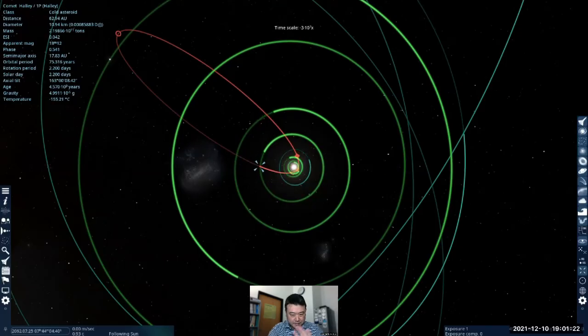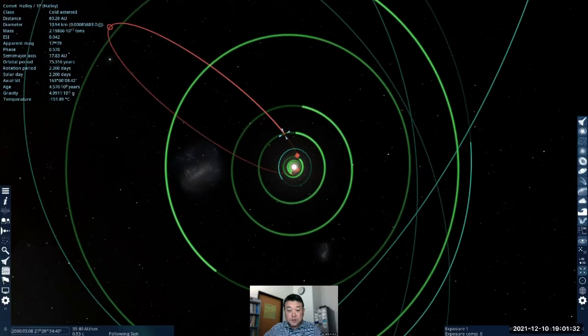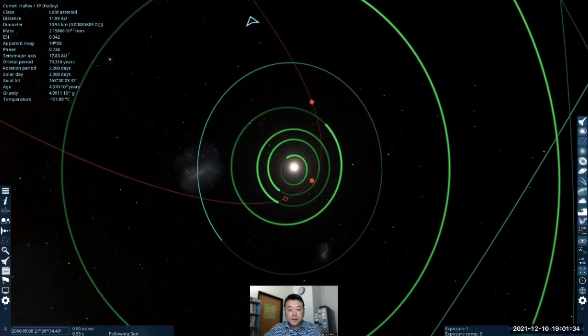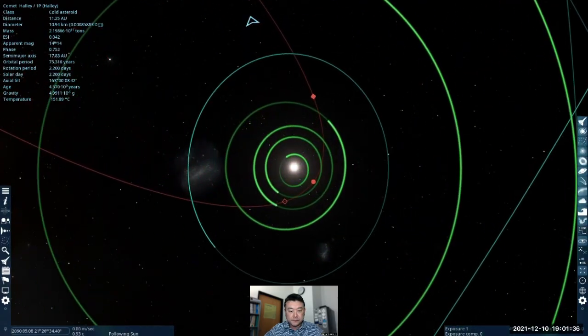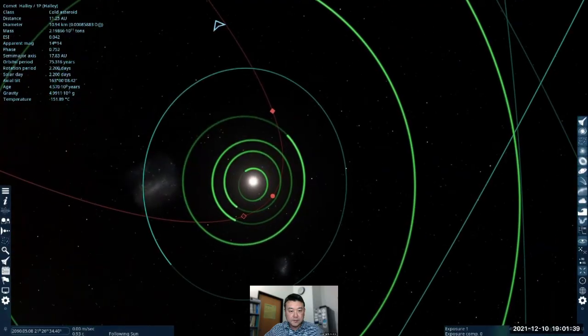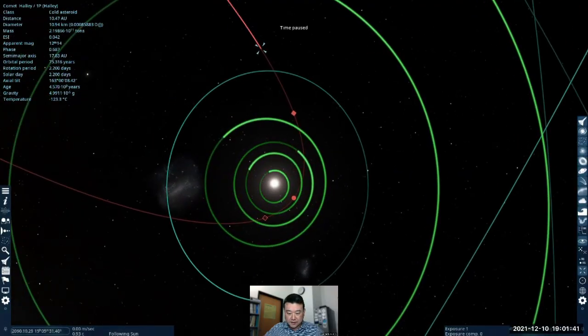Okay, I'm just reversing the time a little. Okay, good. Gonna reverse it again, and oh wait, I can't reverse it while it's paused. Okay, and I'm gonna zoom in a little bit so that we can look at the perihelion of Halley's Comet a little bit more. Okay, and I'm gonna slow it down so that it doesn't go by so quickly.